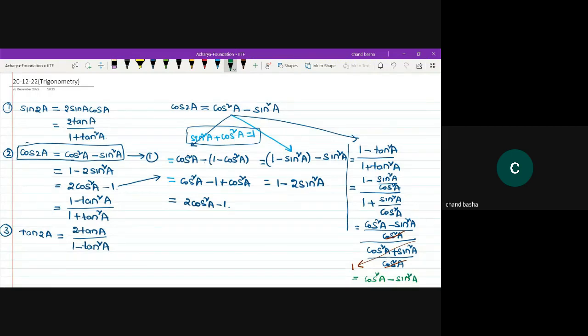If you want, you can write only in terms of sine, only in terms of cos, only in terms of tan, or by means of sine and cos. There are 4 formulas for the cos 2A function. Hope you can understand these 3 points. Similarly, you can derive for tan also. By making use of just sine divided by cos, sine 2A by cos 2A will give the tan function.